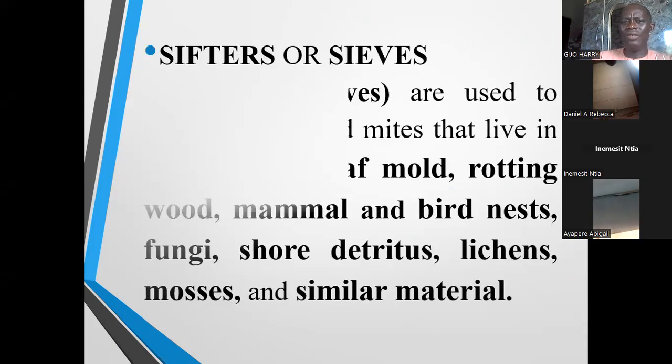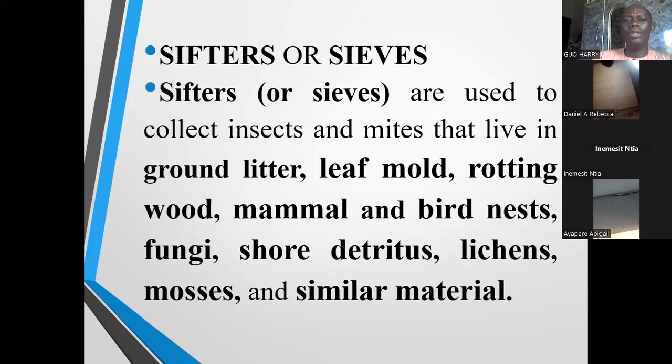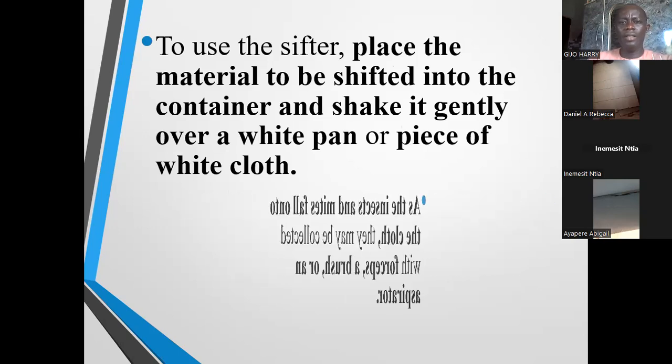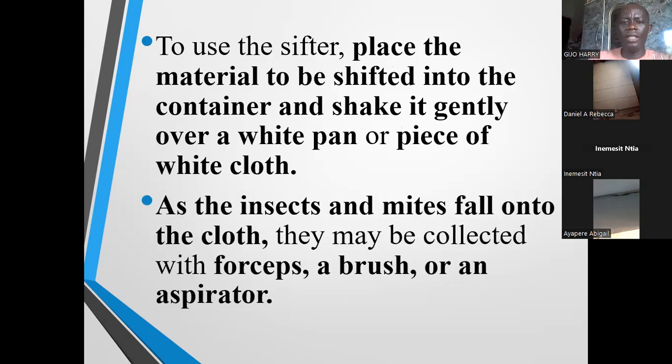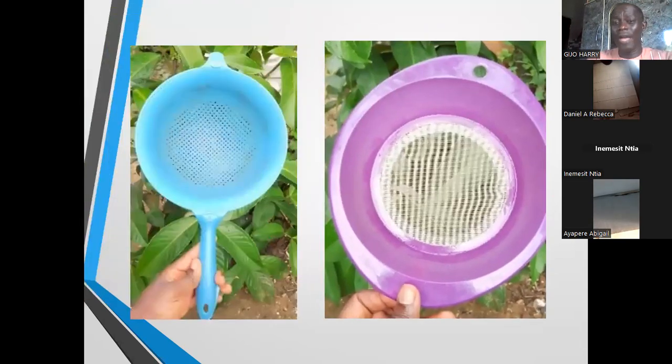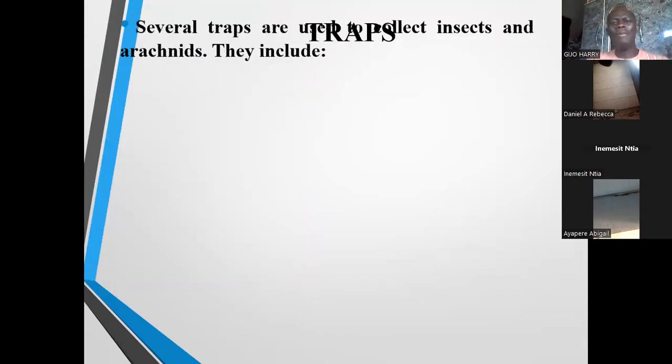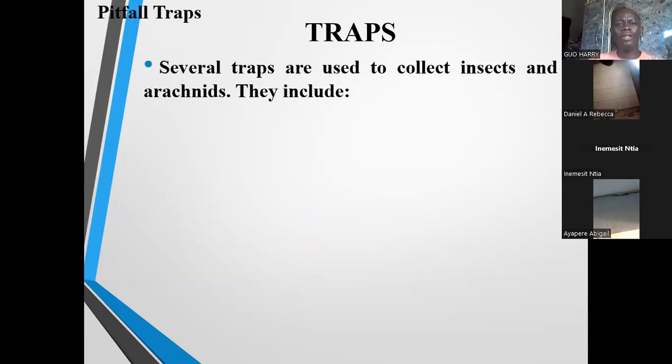We also mentioned the use of sieves, which are used to collect insects and arachnids found in ground litter, leaf molds, rotten wood, mammal and bird nests, and others. These substances are placed in the sieves. The sieve, or the sifter, is shaken, and they fall into a white cloth, and they are collected with the aid of forceps, a brush, or an aspirator. We can use various sieves, even the ones we have in the house. We have so many traps that are also used for the collection of insects.